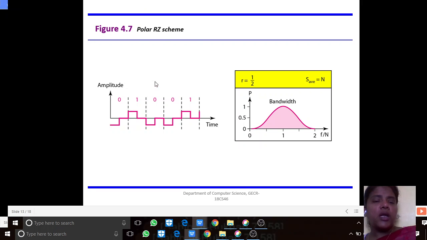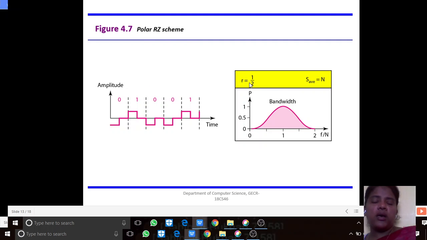detection capability. Now the polar RZ scheme: you can see at the mid of the signal there is a transition from low to high. When it is going to negative voltage, in the middle of the signal it goes from zero to every zero. Every signal goes in between to zero. So here when 1 is transmitted, it goes to 0. So it goes to 0 at every mid of the signal, hence it is written 0.